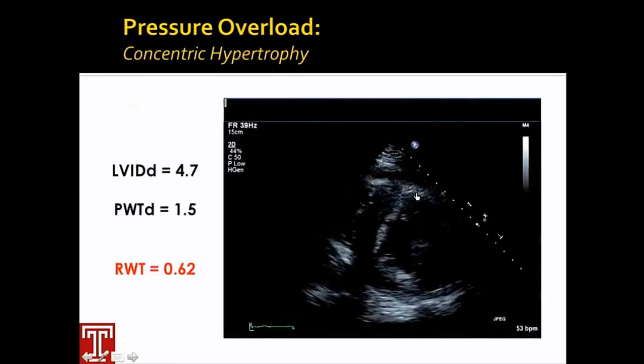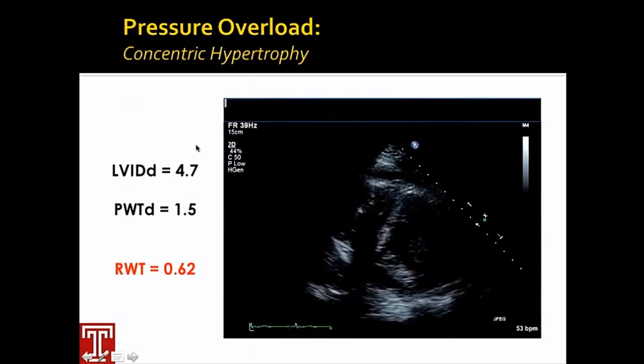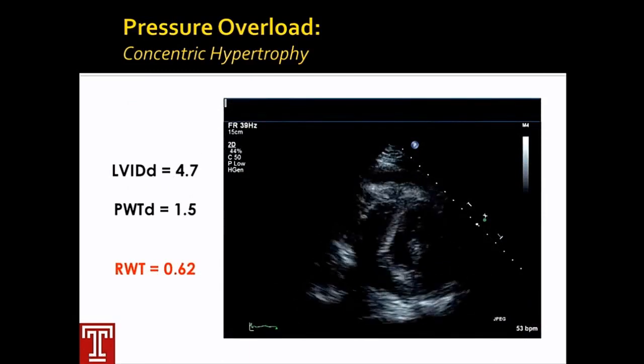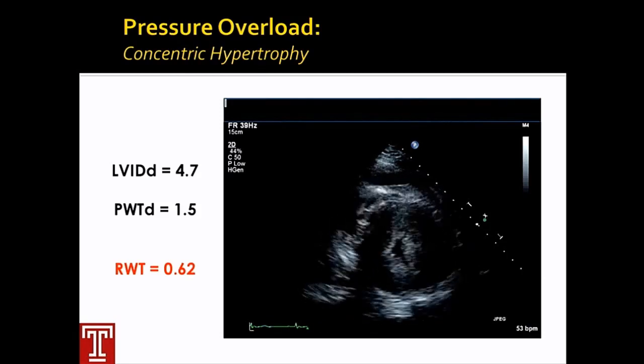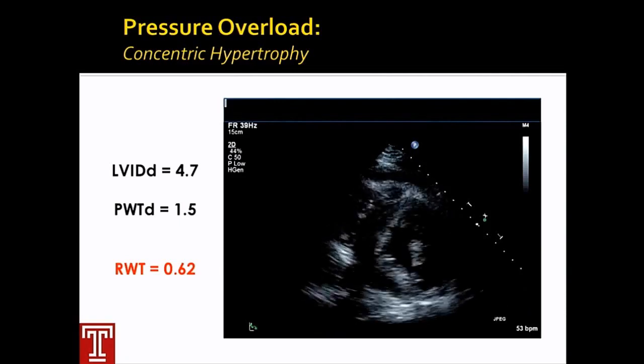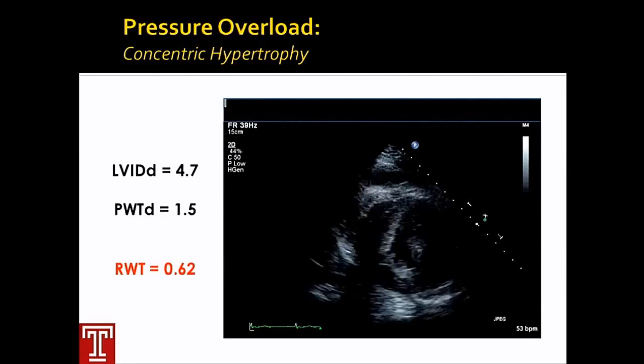Here's an example of a pressure overload hypertrophy. The left ventricular internal diameter here is normal. Posterior wall thickness is 1.5. It's quite thick. And the relative wall thickness is 0.62. This is a hypertrophic ventricle. It has abnormally increased mass, and it has elevated relative wall thickness.